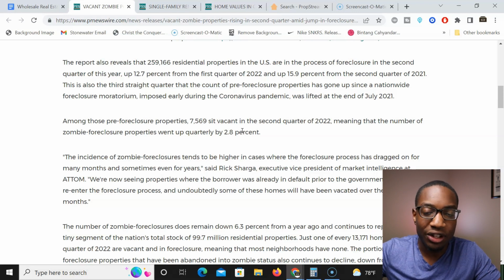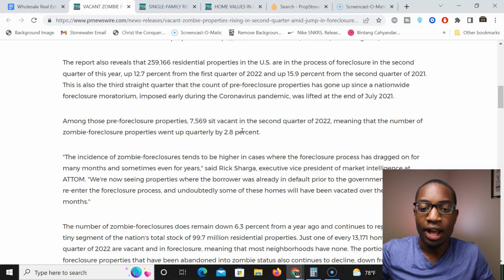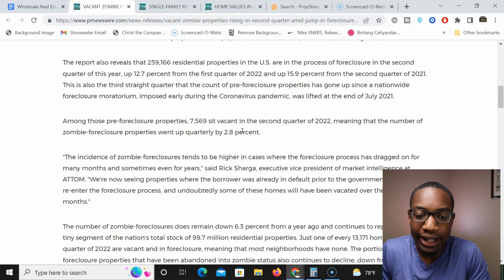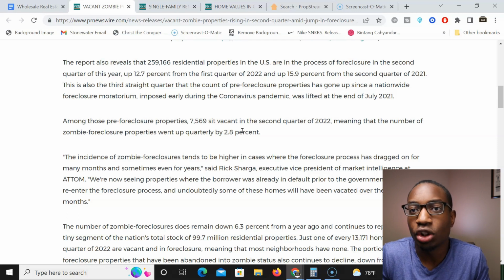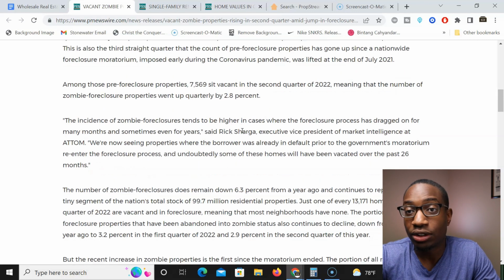And yeah, 7,500 properties is not a lot compared to the millions of properties that are out there. However, if you take 7,500 divided by 50 states, you have a decent amount of properties to go after in some states, like over 50 or less or more than that.